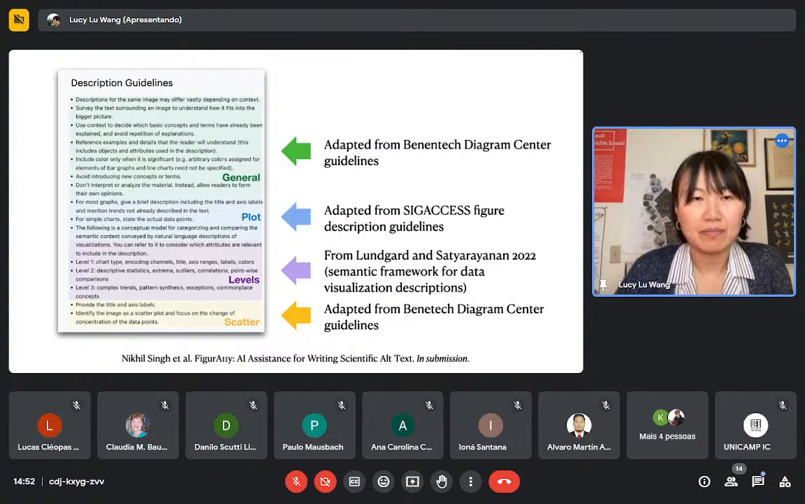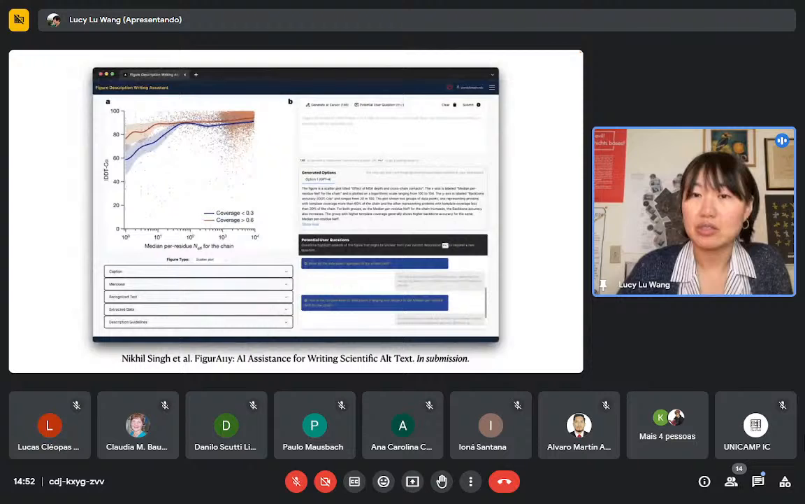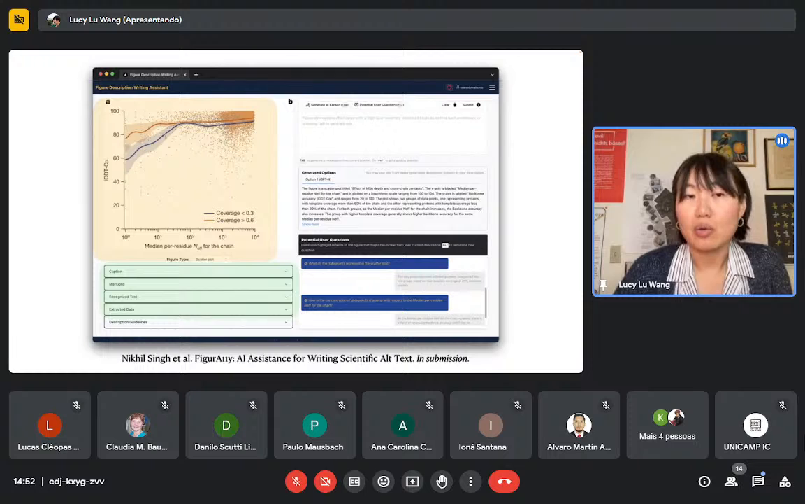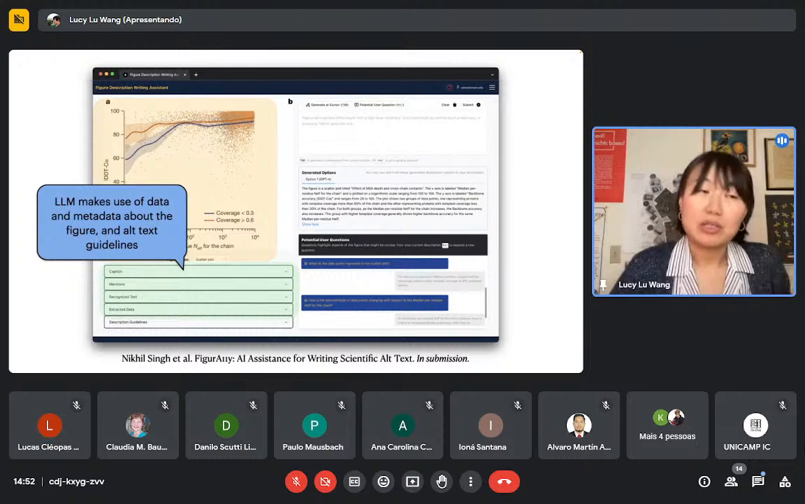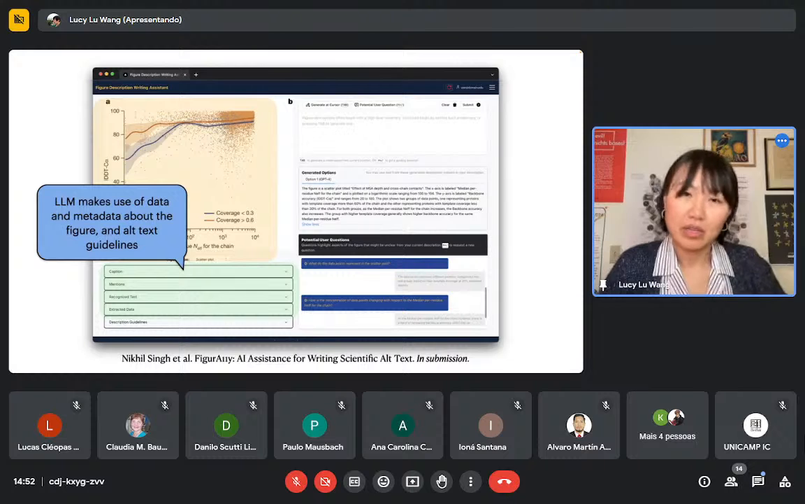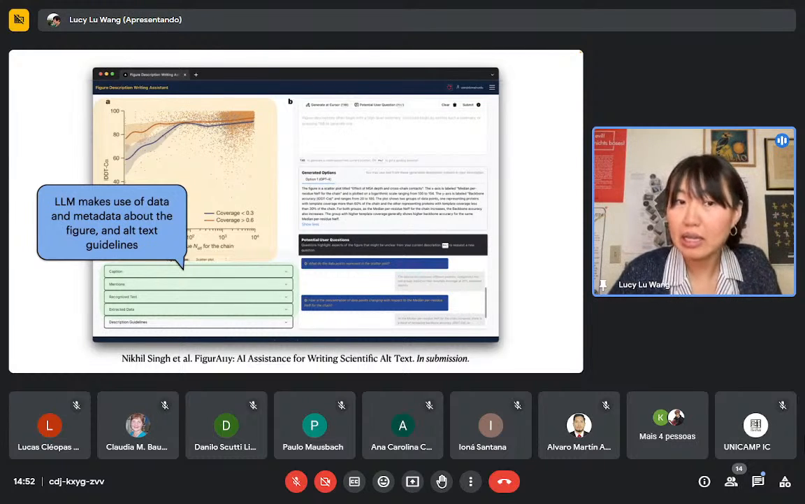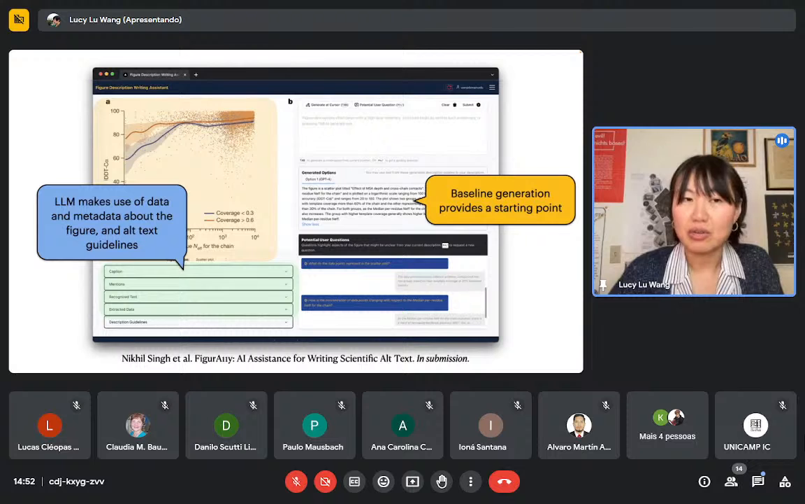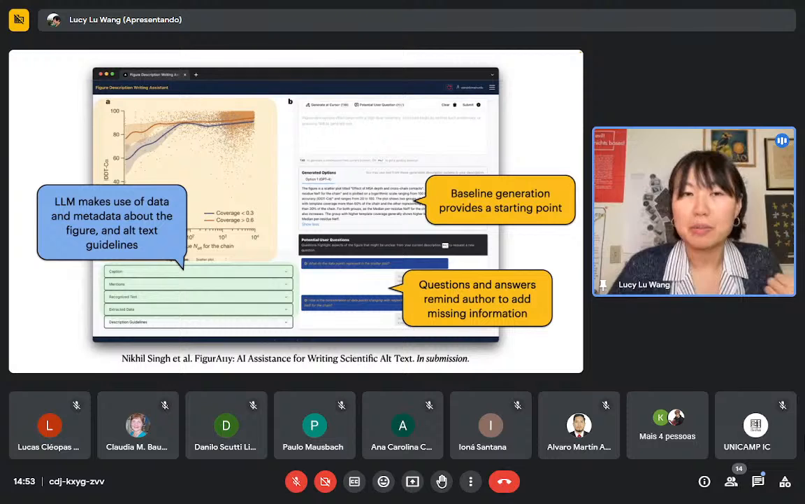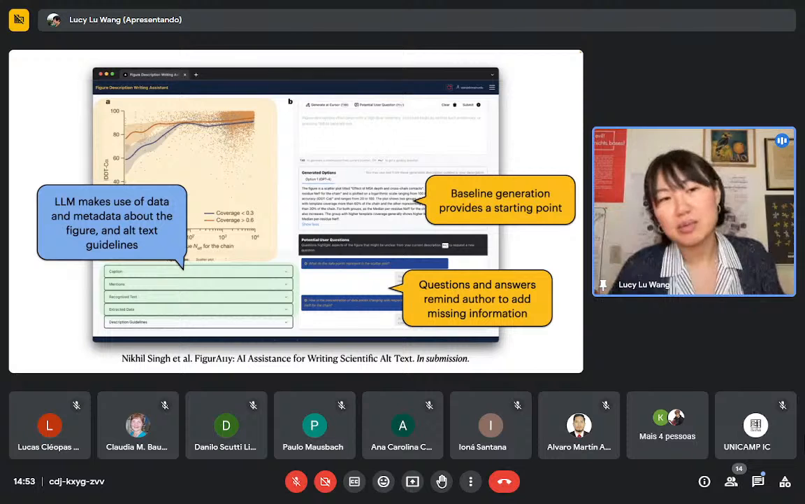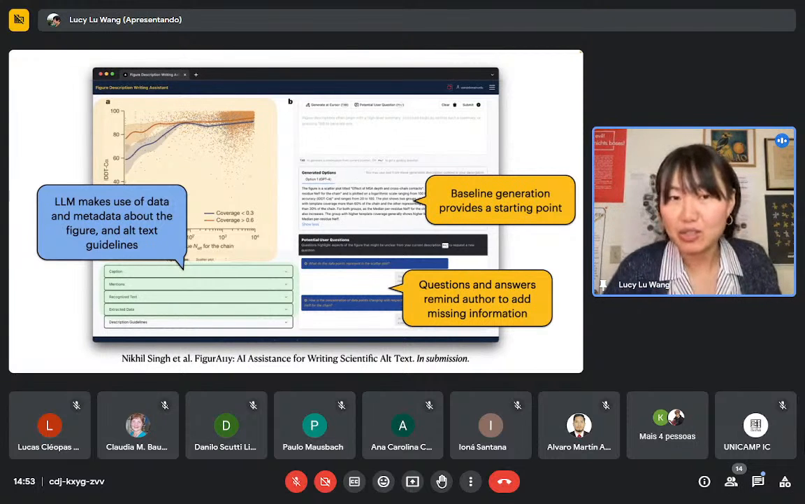text suggestions. And here's a screenshot of our interface in action. So a figure has been extracted from an uploaded paper along with its textual descriptions. We have an LLM, a large language model. In this case, we use GPT-4, which makes use of all of this data and metadata along with the custom alt text guidelines. And we provide a baseline generation of the alt text as a starting point for the user. We also incorporate potential user questions and answers as a way of reminding authors, hey, here's some missing information that you might want to add into your alt text.